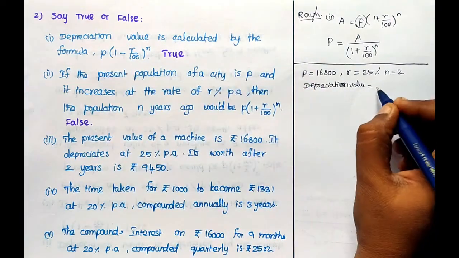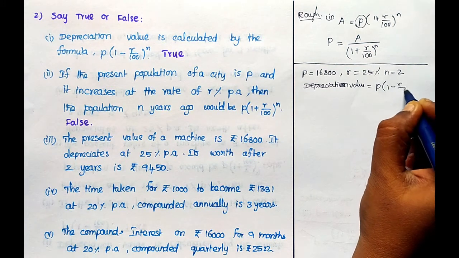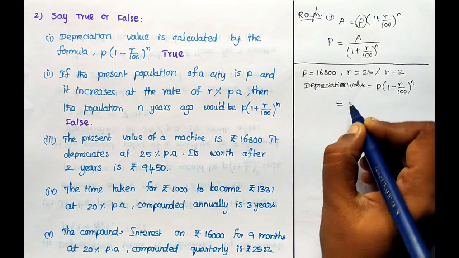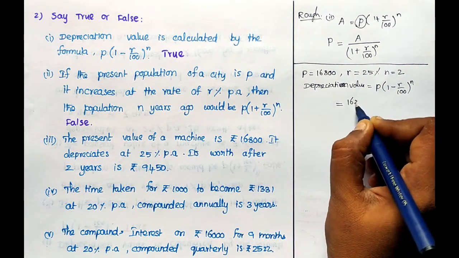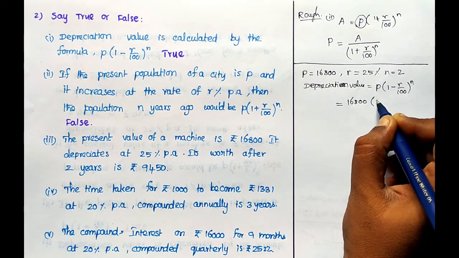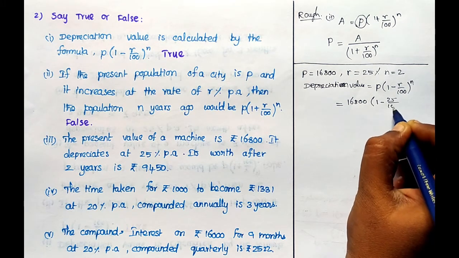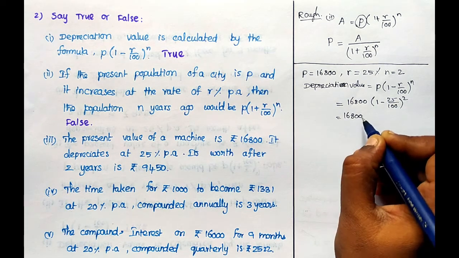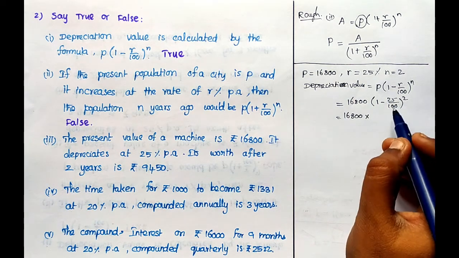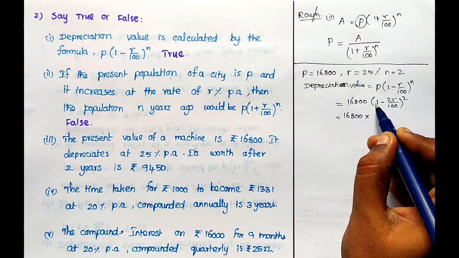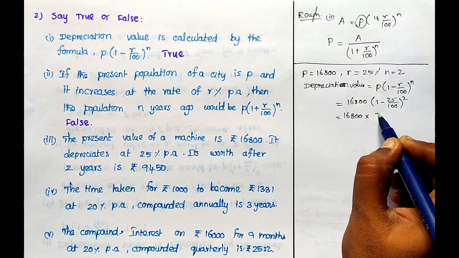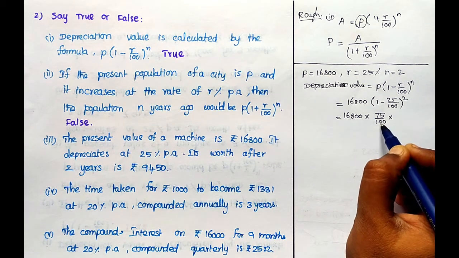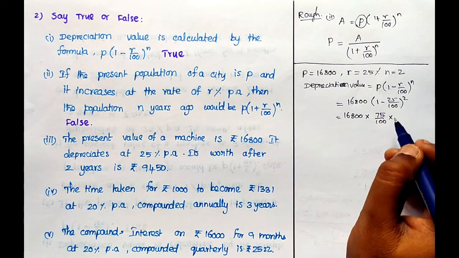That is the formula, right? P into (1 minus R by 100) power n. So P is 16,800 into (1 minus 25 by 100) power 2. 16,800 into (100 minus 25, 75) by 100. We have to multiply this number 2 times because of the square.